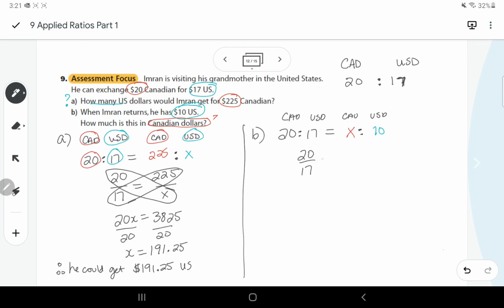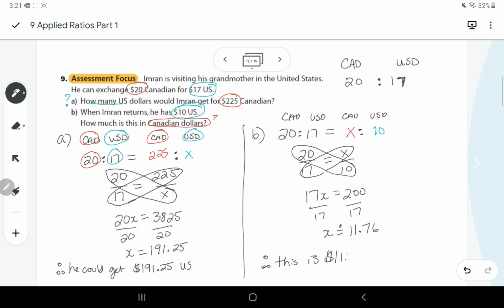And then I'll solve this ratio. So making them into fractions, 20 over 17 is X over 10. And multiplying diagonal, I have 17X equals 200. And divide to solve for X. So 200 over 17 is about 11.76, 2 decimal places for money. So here I'd say, therefore, this is $11.76 Canadian.